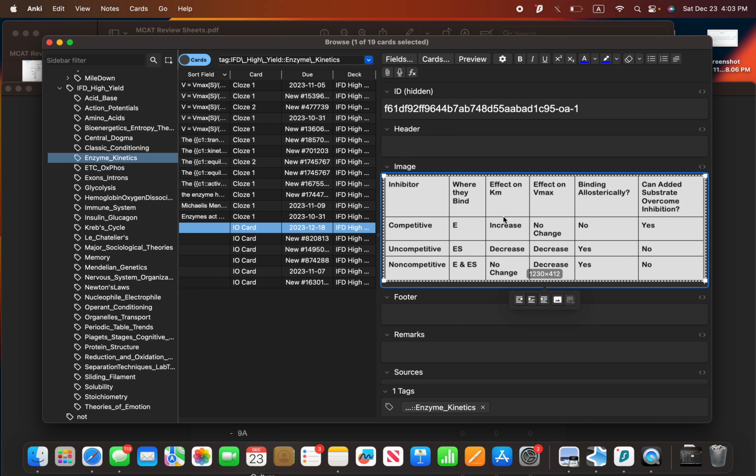Now the effect on the Vmax. So Vmax is related to the total amount of enzymes. So if you are increasing the enzymes, then the Vmax increases. If there's less enzymes in total, you have lower Vmax. And here we should note that the Vmax doesn't change. Now, why is that the case? Is the number of enzymes increasing? No. Is the number of enzymes decreasing? No. Then the Vmax should be stable.